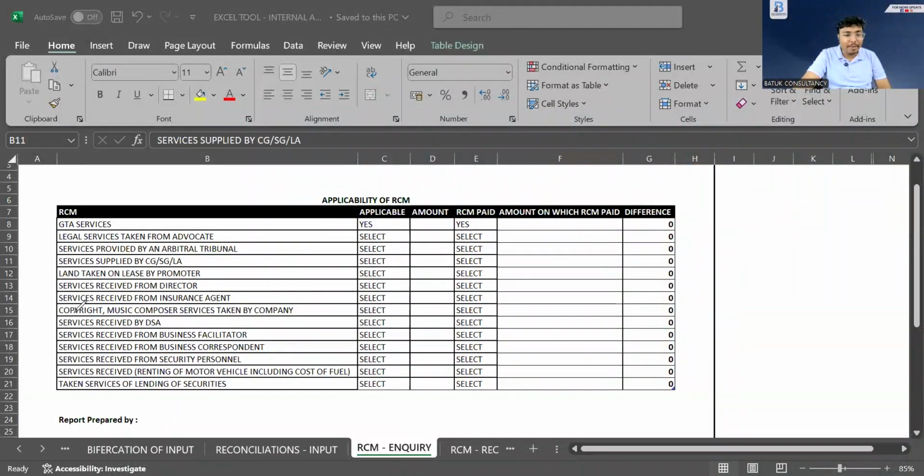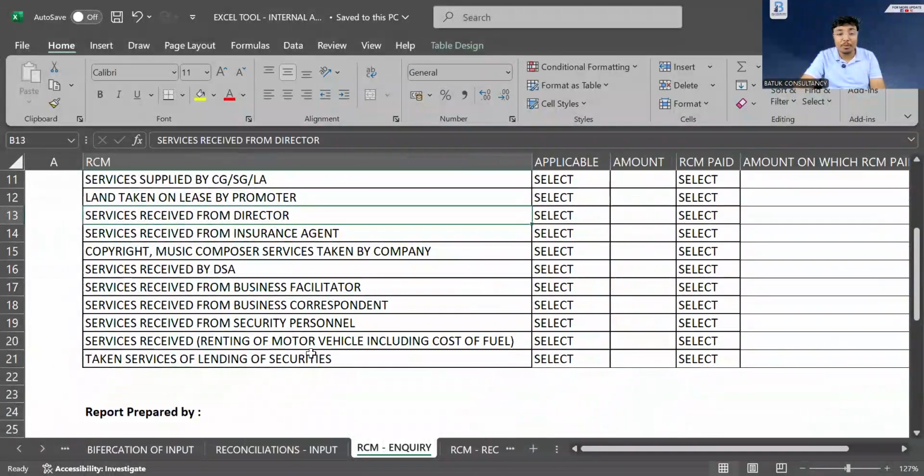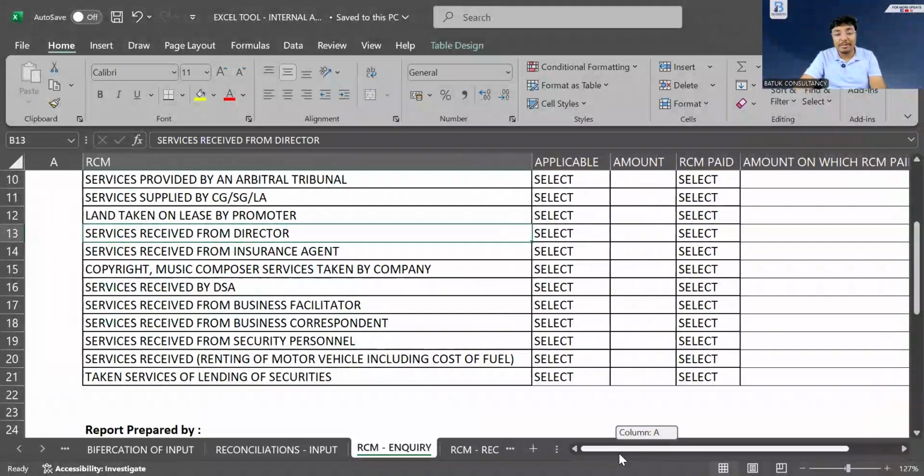So, land taken by the promoter, services provided by the director. Suppose any services which have been provided by the director, yes, RCM is applicable on the services provided by the director. Except the salary which has been paid to the director, RCM is not applicable. On all other expenditure, the RCM is applicable.